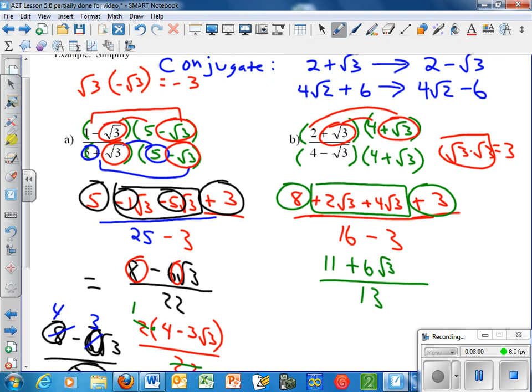Now, can I reduce on this one? And this one you cannot. There is no common factor of 11, 6, and 13. So this one is already reduced, and that would be your answer.